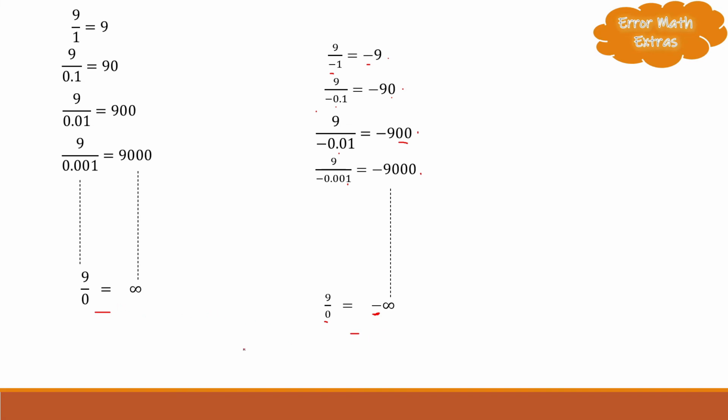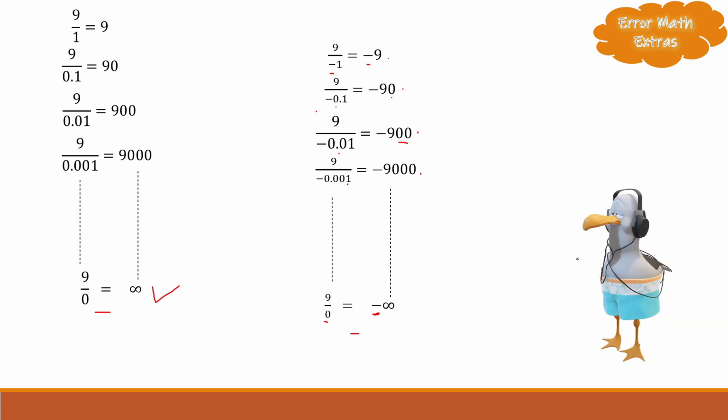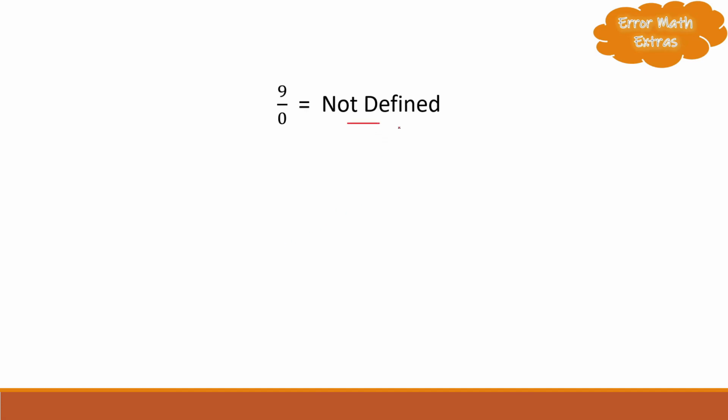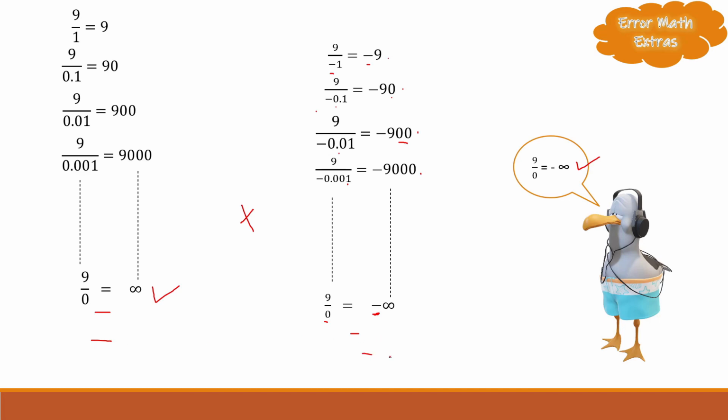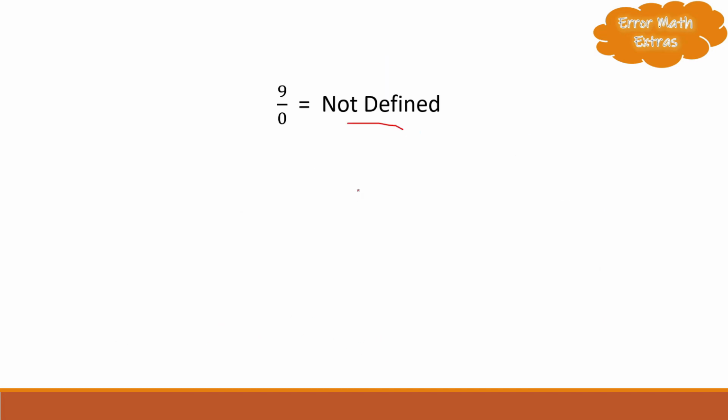How is that possible? For the same expression, we are getting two different answers. I say that 9 upon 0 equals infinity is the correct answer. But my friend here says that 9 upon 0 equals negative infinity is the correct answer. But we both are incorrect here. So what is the correct answer? The correct answer is not defined. 9 divided by 0 is undefined. We cannot equate two different answers, infinity and negative infinity, for the same expression at the same time. This is the correct answer for every number divided by 0. So therefore, any number divided by 0 is not defined.